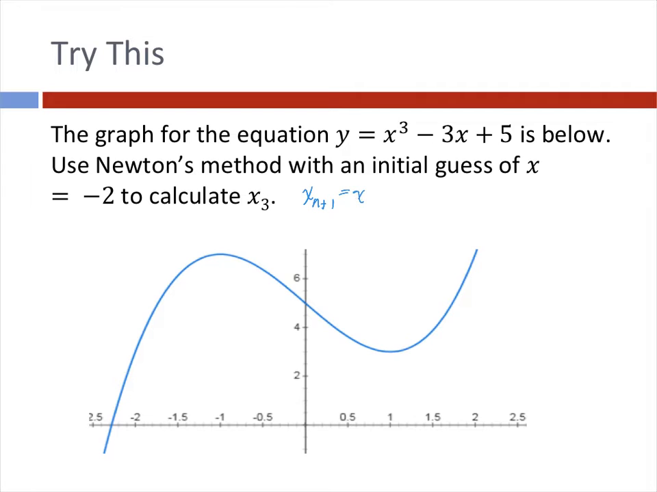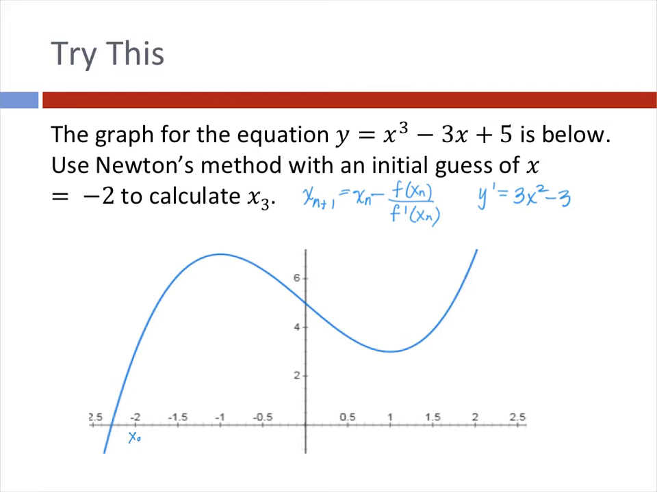equal to x sub n minus f of x sub n all over f prime of x sub n. And so we're going to need the derivative. We're going to need f prime, right? So let's go ahead and do that. So we have y prime, that's the same thing as f prime, right? Just different notation. Y prime equals 3x squared minus 3. And in this problem, I'm giving you an initial guess of x equals -2. So here's my x naught.